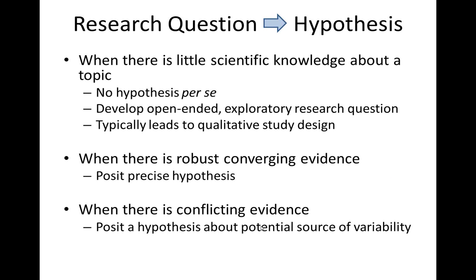But when there's conflicting evidence, again, you want to posit a hypothesis about what the potential source of variability in the results is. So again, when you compare two studies or two sets of studies, you should start to think about what it could be that's causing divergent results. And again, I can't really get too specific because it's really going to depend on any given area of inquiry.